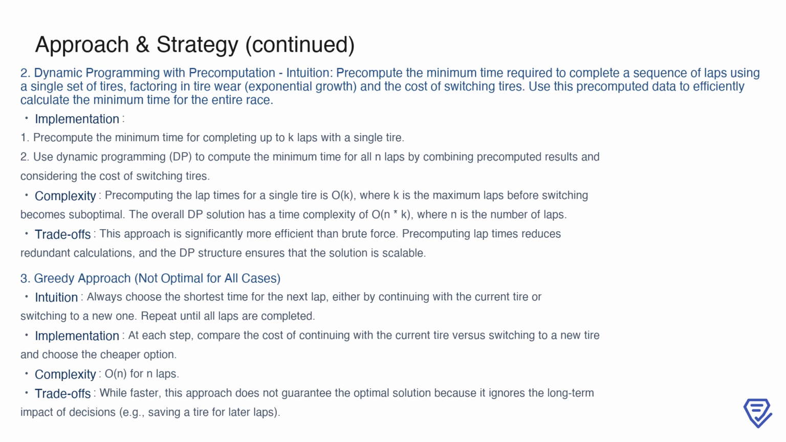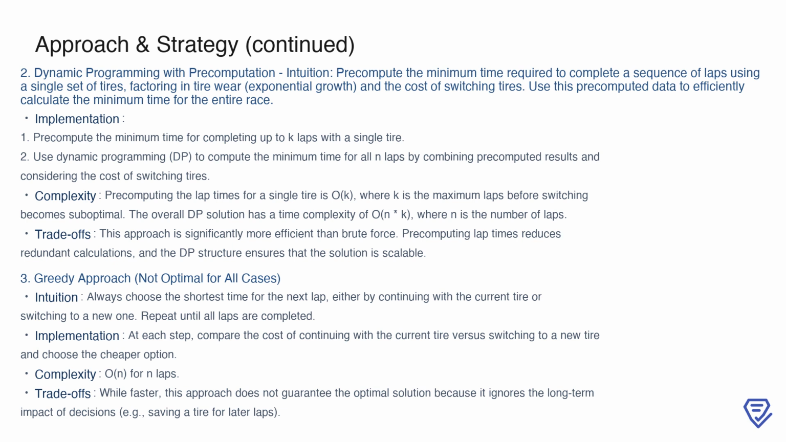A much more efficient approach is to use dynamic programming combined with pre-computation. The key insight here is to pre-compute the minimum time required to complete a sequence of laps using a single set of tires, taking into account the exponential growth of tire wear and the cost of switching tires. By doing this, we can avoid redundant calculations during the main computation.